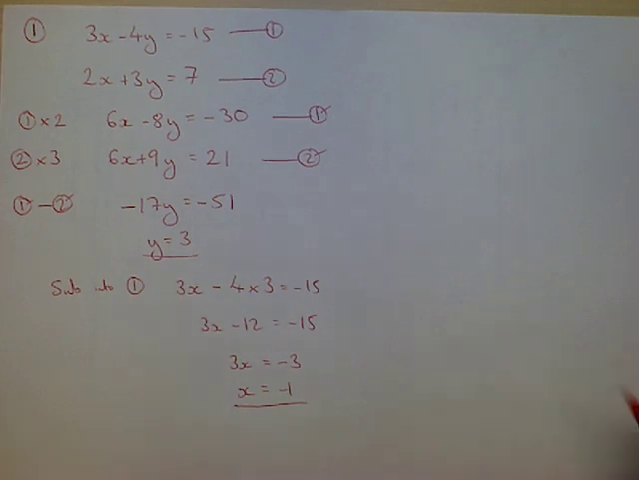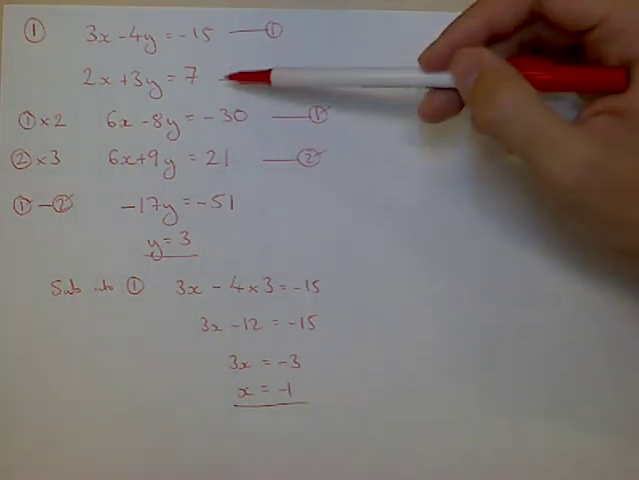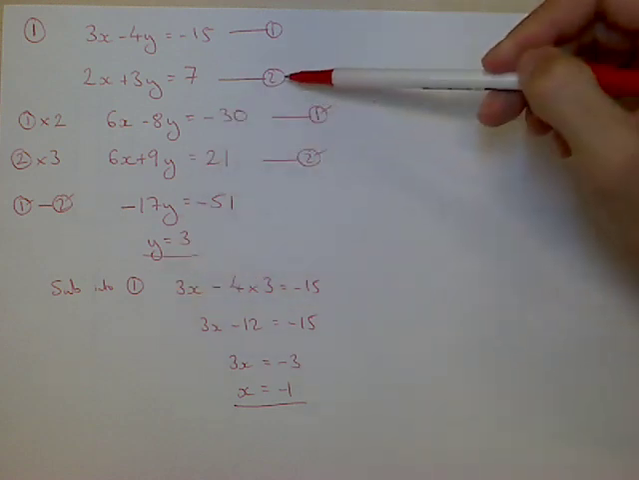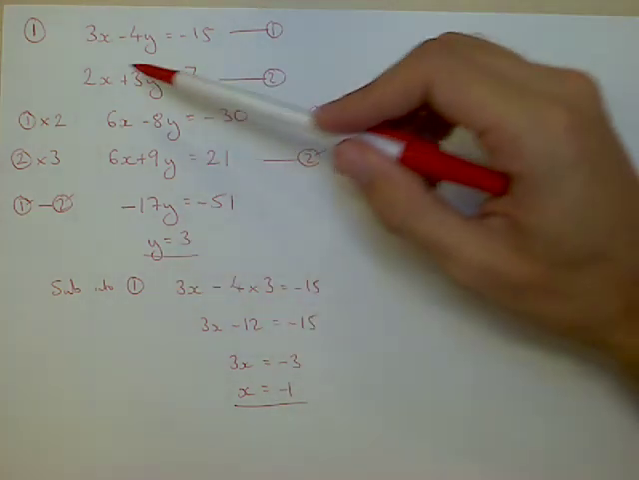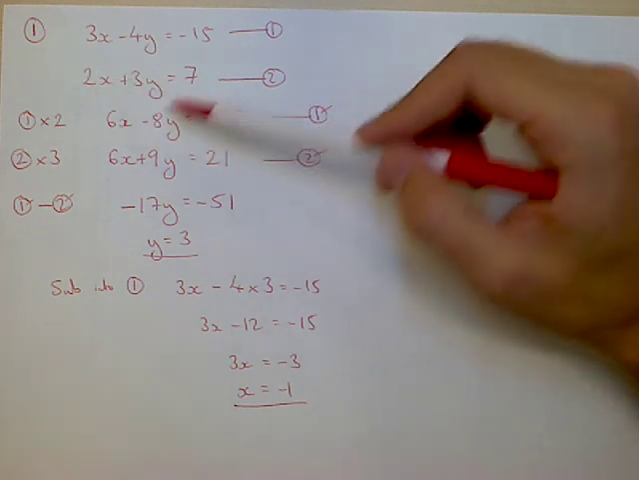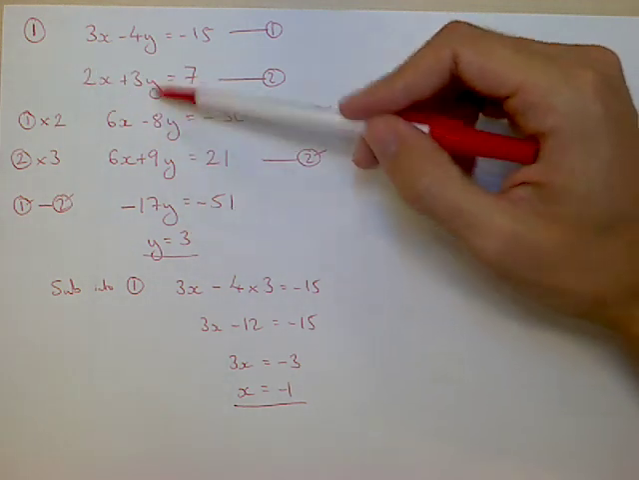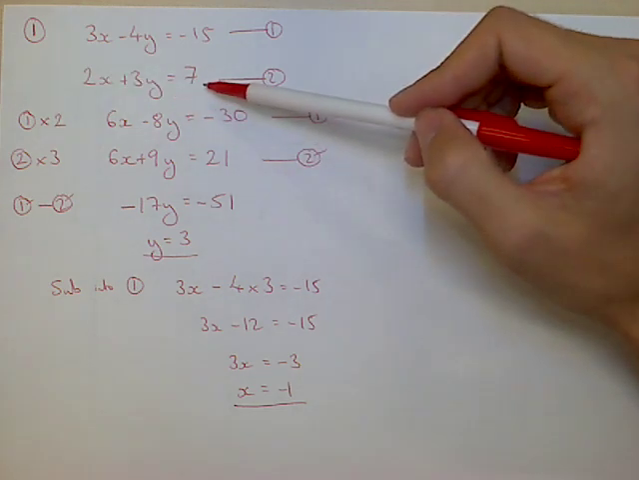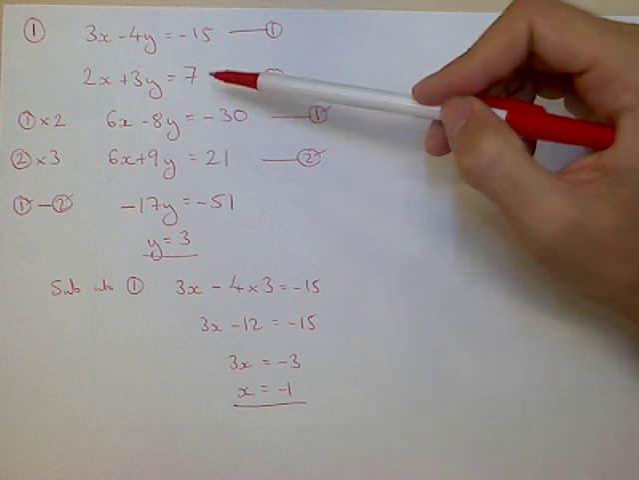It's always a good idea to then do a check with those numbers in the equation that you didn't use for the substitution. So in this case I haven't used equation 2 yet, so I'll check in that one. If I put minus 1 into here, I'll get 2 times minus 1, that's minus 2. And then 3 times 3 is 9. So minus 2 add 9 is equal to 7, and that's what I was expecting the equation to equal, so I know I've got the answer right.